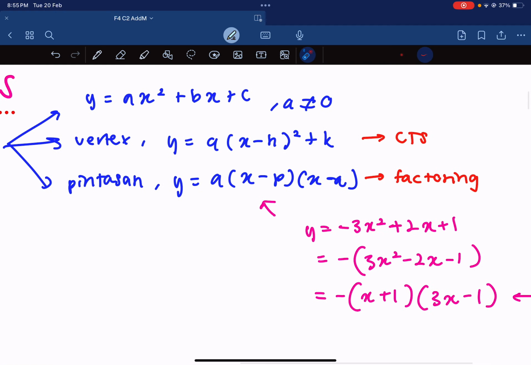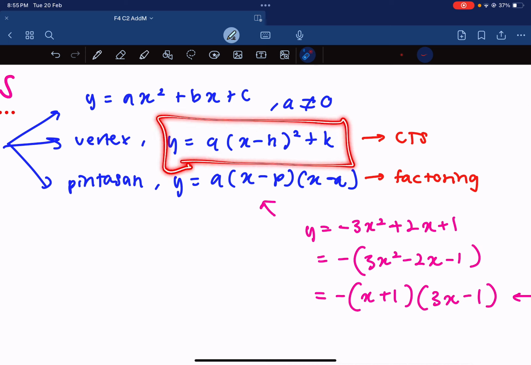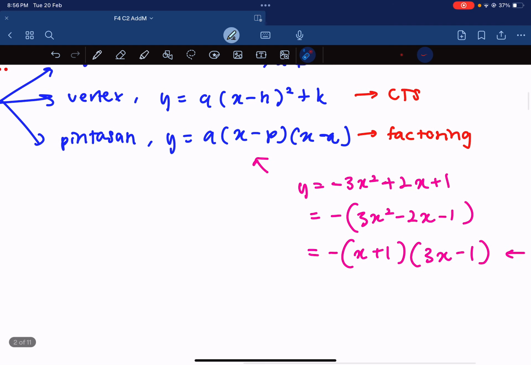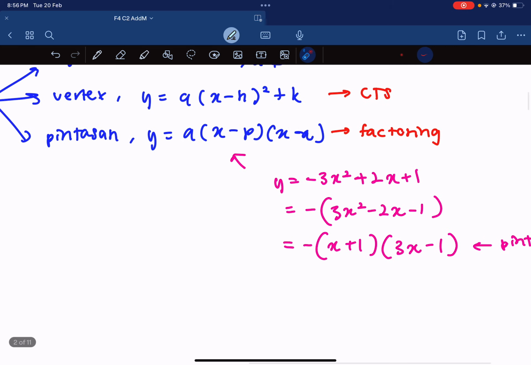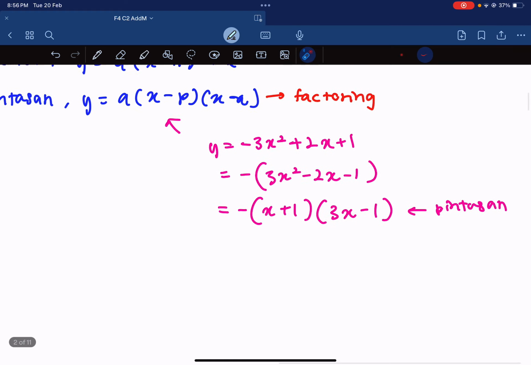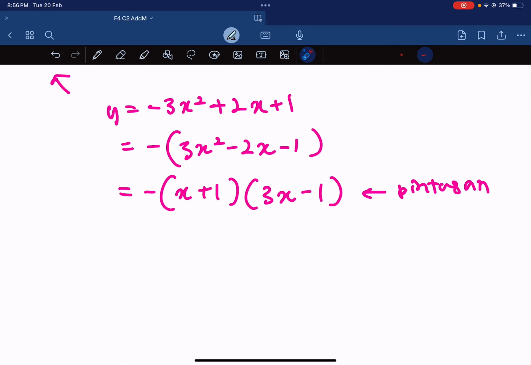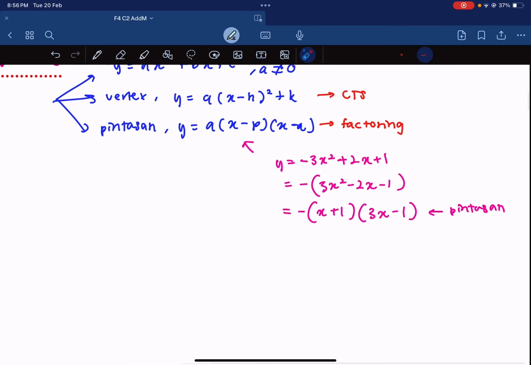And then vertex, which is this is the form, and form ni ada juga significance dekat negative h ni dengan k ni represent apa, and also in form of intersection ataupun pintasan. And this one comes from factoring yang macam biasa ni lah. Let's say just masukkan dalam calculator tu and then kita dapat dia punya factors tu kan, itulah bentuk pintasan.